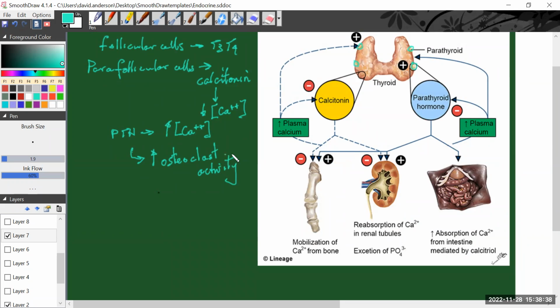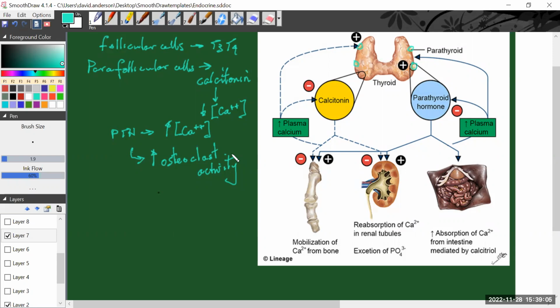And it's always a balance between the blasts and the clasts. So it's really about the relationship between the two. When calcitonin is dominant, the blasts outperform the clasts. And when parathyroid is dominant, the clasts will outperform the blasts. It's a relative thing, which is really what homeostasis is all about. Constantly ebbing and flowing between upper and lower limits.